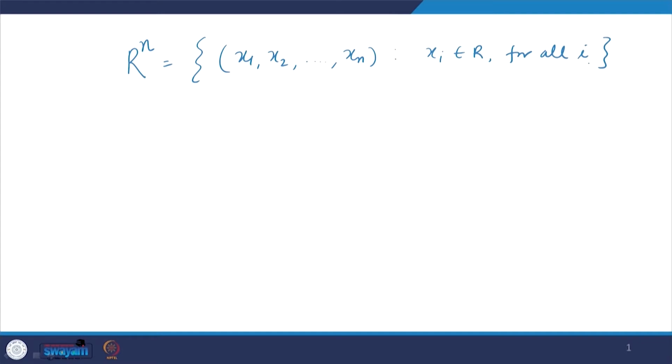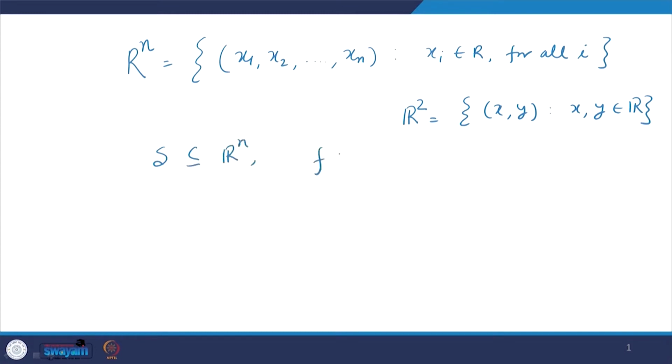If you take R2, what is R2? R2 is basically all (x, y) such that x and y belong to R. That means two dimensional geometry, if we speak from a geometric point of view. So, R2 is nothing but 2 dimensional geometry, R3 is basically 3 dimensional geometry, and Rn is basically n dimensional space, which is (x1, x2, up to xn) such that all xi belong to R.